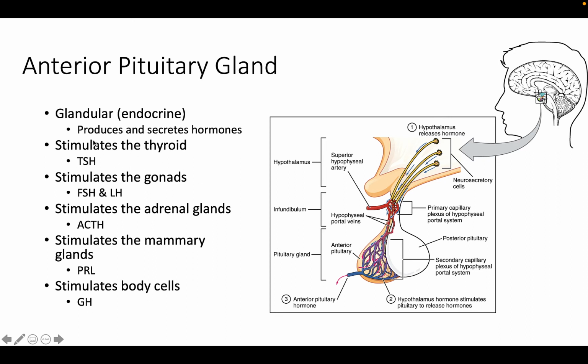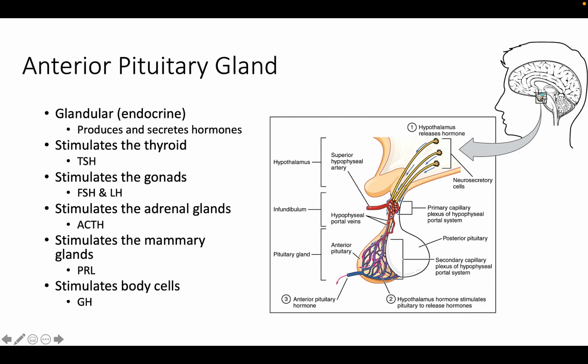It will stimulate the thyroid with thyroid stimulating hormone, stimulate the gonads with follicle stimulating hormone and luteinizing hormone. It will stimulate the adrenal glands, which are tucked on top of the kidneys, with adrenocorticotropic hormone. And then it'll stimulate the mammary glands in women with prolactin. And then stimulate general somatic cells, like body cells, with growth hormone. So a lot of different hormones involved here.